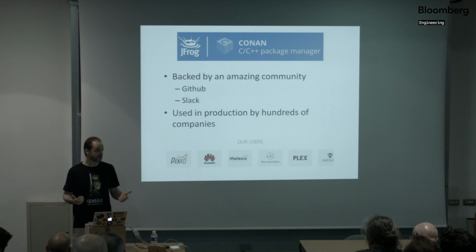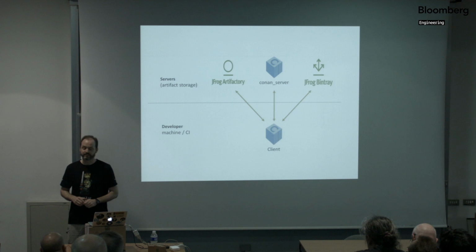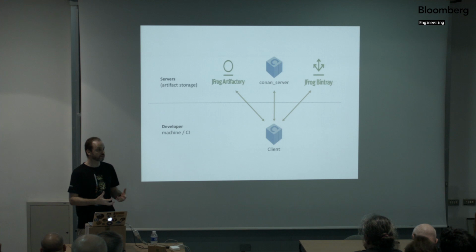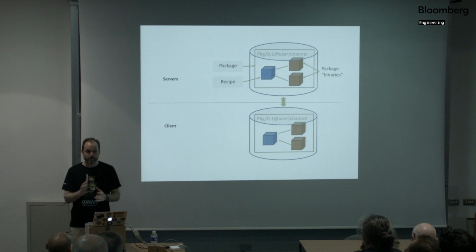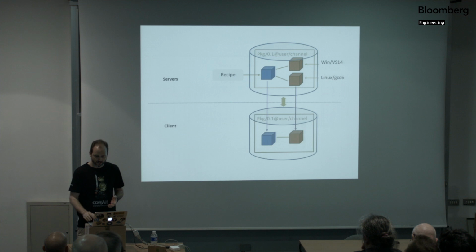So Conan is decentralized. You have the client side and the server side. In the server side, there is the storage of the packages and the binaries. And the client side is the developer side or the continuous integration side of the build servers. The model is that for every library you want to build, you have a package recipe. And with that recipe, you can have any number of binaries. One different binary for every configuration.